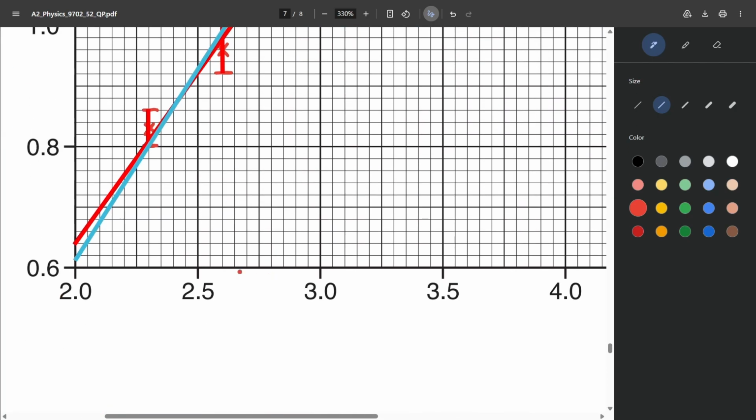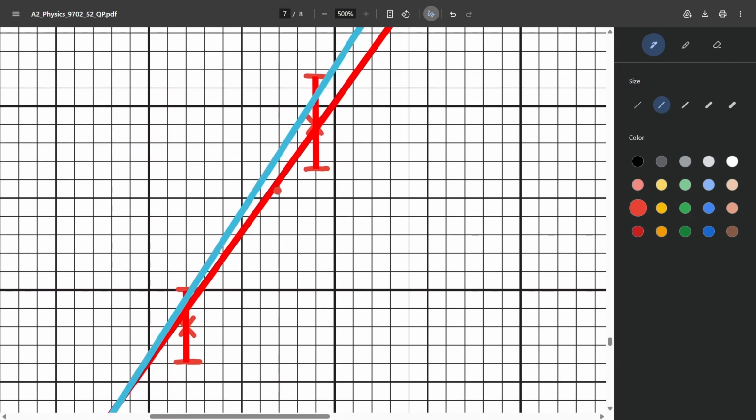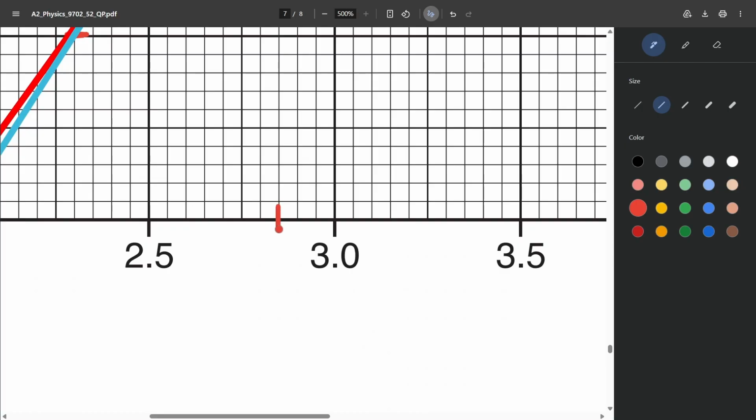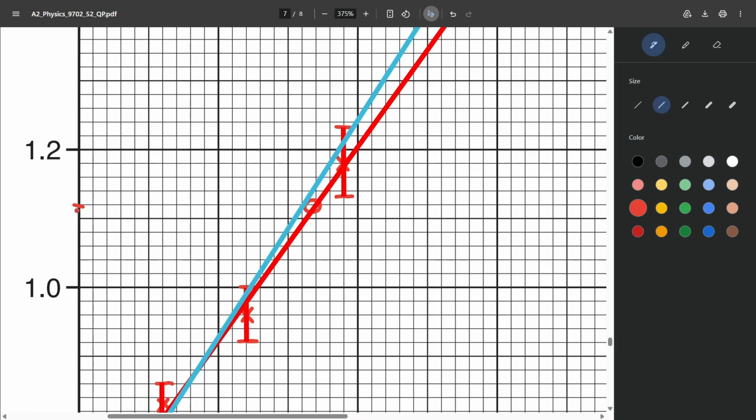Okay, so we need to take another point from somewhere around the bottom of the line. Let's select this point right here. It seems to align pretty well. The x-axis value here would be 2.6, 2.7, 2.8, and 2.85. And the y-coordinate would be here, which is 1.1, 1.12.